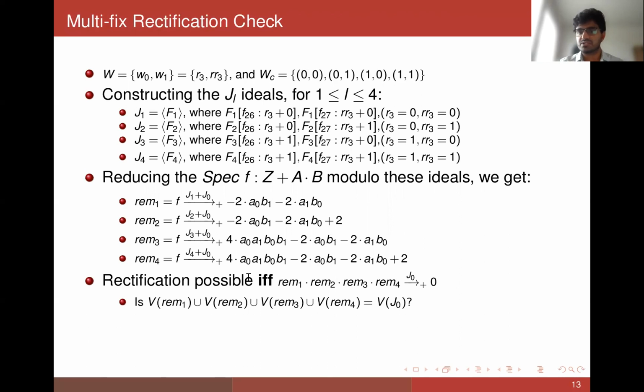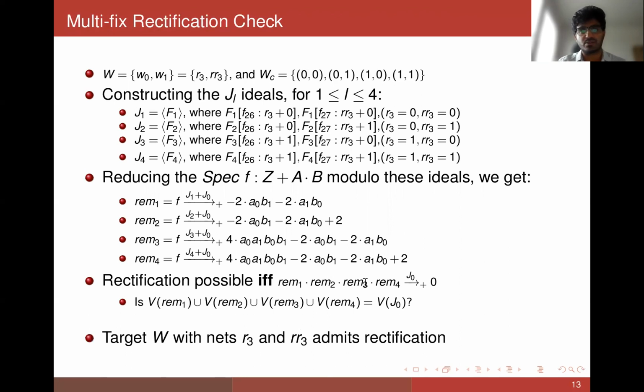We say that rectification is possible if and only if the product of these remainders, reduced by the idempotency ideal, gives us a 0. What does this mean? It means that the nets actually admit rectification. Once these nets admit rectification, we need to compute rectification functions.